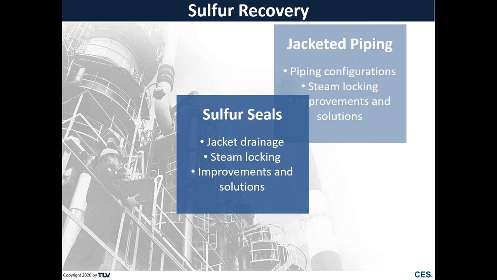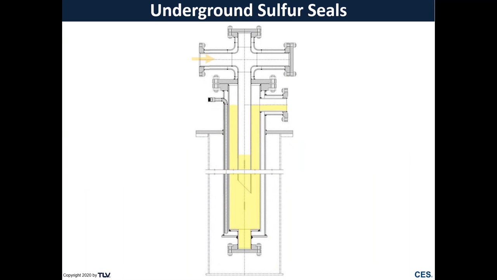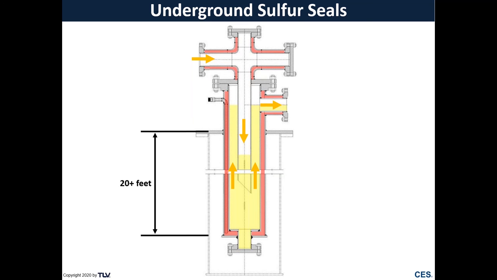So our next topic is on sulfur seals. Now, sulfur seals are located in the sulfur transport line for the sulfur pit or collection vessel. And they function by establishing a liquid seal at the bottom, trapping gases, allowing liquid sulfur to pass through to the sulfur pit. And similar to jacketed piping, the internal process piping is encapsulated by steam. And for underground versions like I've shown here, the body of a seal can extend 20 feet underground.